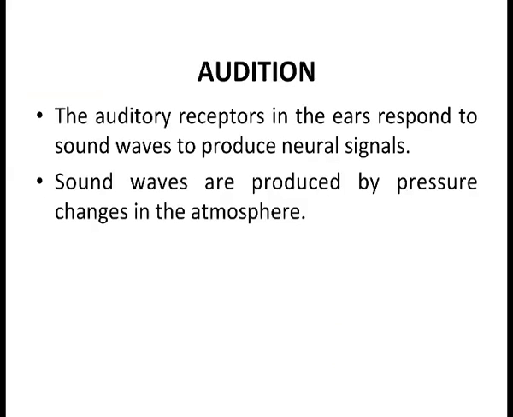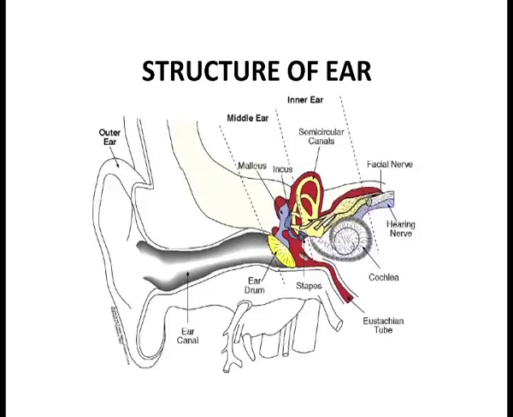Audition. What is audition? How does it take place? The auditory receptors in the ears respond to sound waves to produce neural signals. Sound waves are produced by pressure changes in the atmosphere. The eardrum is pushed and pulled by the compression and expansion. It vibrates in a pattern that corresponds to the sound.